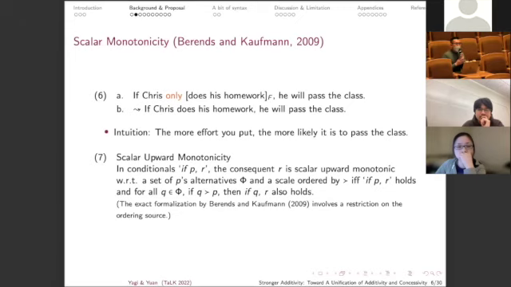I guess if you only do the homework, then you will spend all your time on that. So that is more effort than just doing some homework. So for 6B, if Chris does his homework, that leaves open the possibility of Chris playing video games or something like that. So actually I got the reverse entailment, in a way. But anyway, that's one thing.